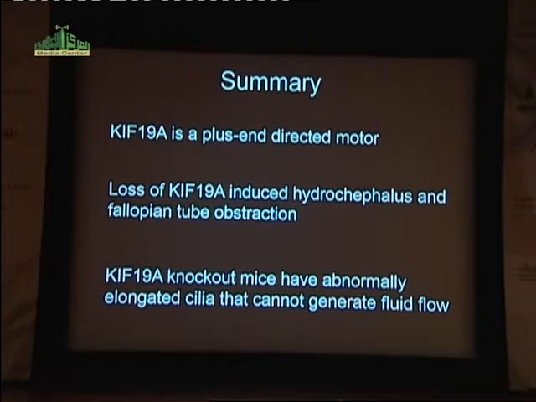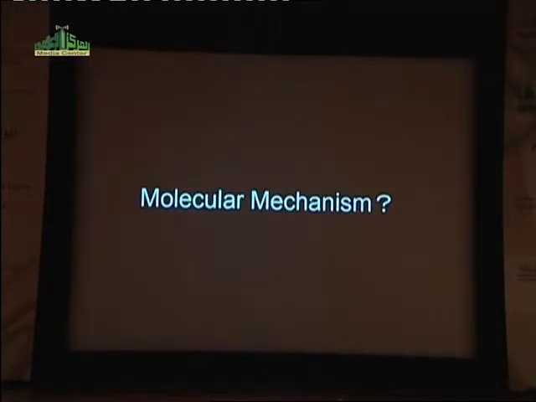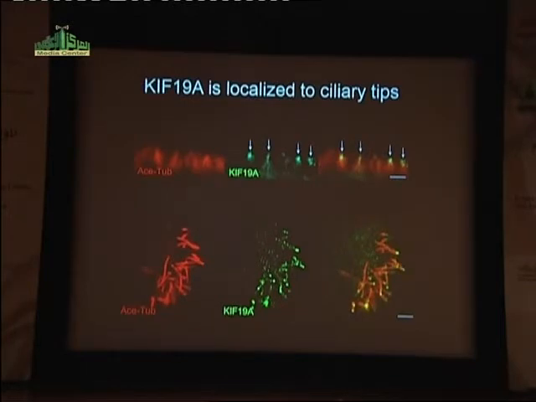Okay? So, summary. KIF19A is a plus end directed motor, and loss of KIF19A induces hydrocephalus and fallopian tube obstruction and causes female infertility. And knockout mice have abnormally elongated cilia that cannot generate fluid flow. So what is the mechanism for this phenotype?